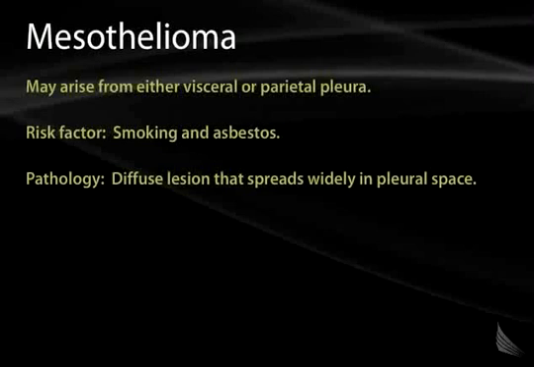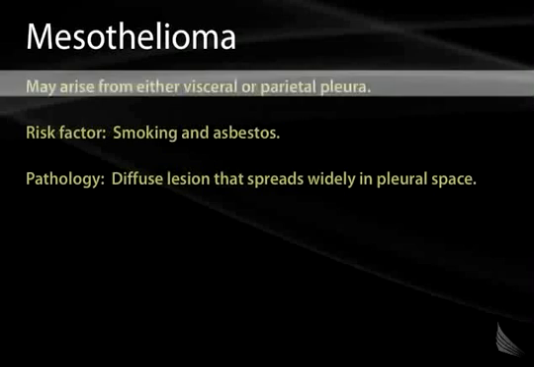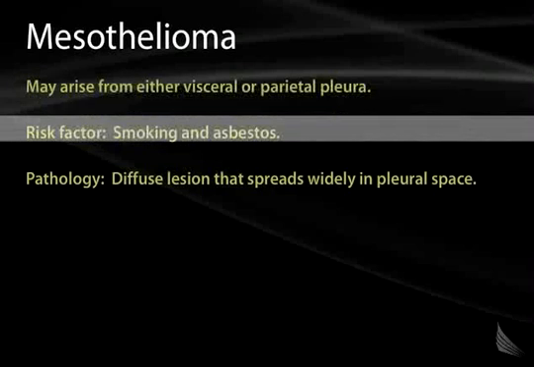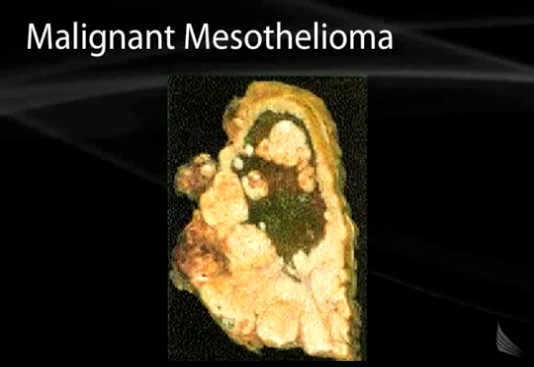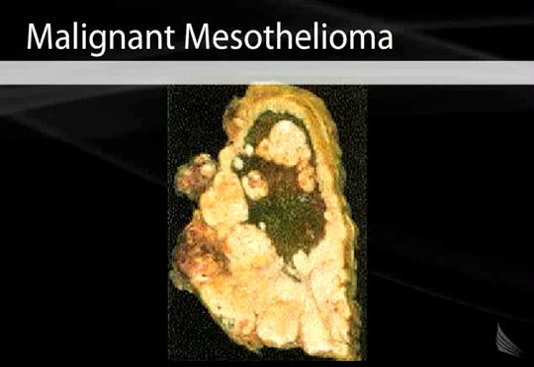Mesothelioma. As mentioned before, within lung cancers as well as asbestos exposure, this may arise from either the visceral or parietal pleura. The most common risk factor is asbestos exposure. Mesothelioma is normally a diffuse lesion that spreads widely in the pleural space. With malignant mesothelioma, you can have a severe intraparenchymal disease, but primarily you have a thickened pleural surface with severe disease. This ends this section.